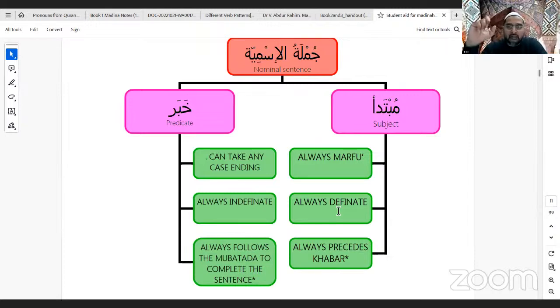Now, there is an exception. That's normally when we say kitabun.